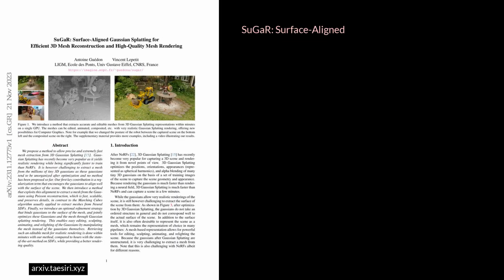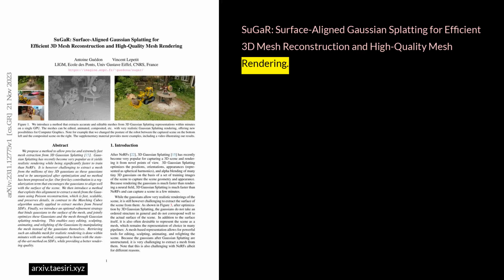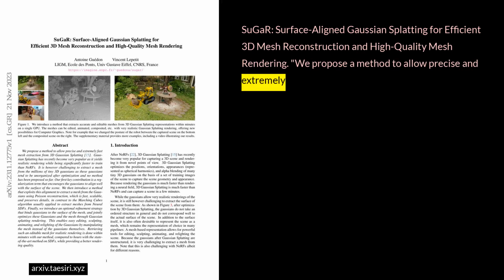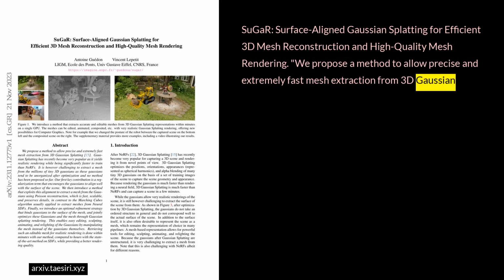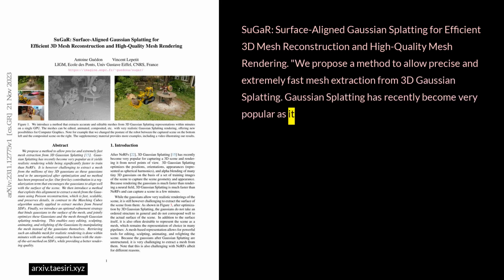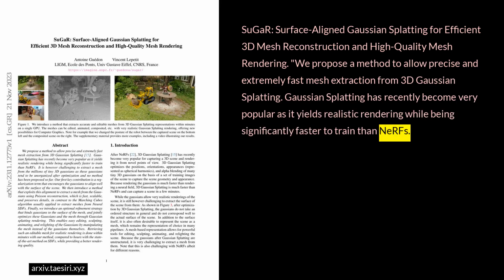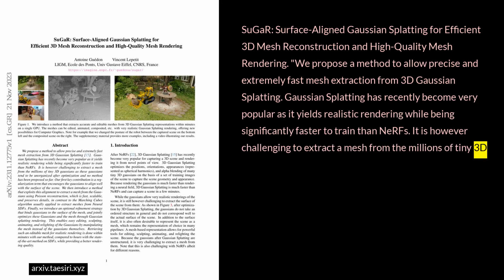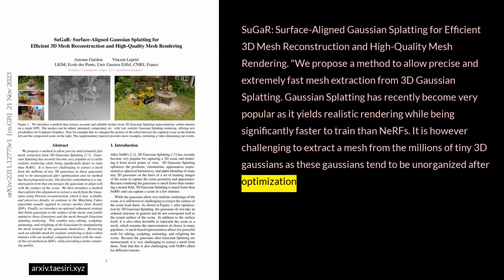SuGaR: surface-aligned Gaussian splatting for efficient 3D mesh reconstruction and high-quality mesh rendering. We propose a method to allow precise and extremely fast mesh extraction from 3D Gaussian splatting. Gaussian splatting has recently become very popular as it yields realistic rendering while being significantly faster to train than NeRFs. It is, however, challenging to extract a mesh from the millions of tiny 3D Gaussians, as these Gaussians tend to be unorganized after optimization, and no method has been proposed so far.